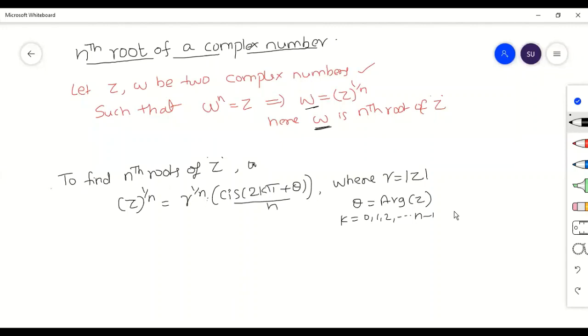To find such nth roots of a complex number, we have one formula, that is z power 1 by n is equal to r power 1 by n into cis of 2k pi plus theta whole divided by n, where r is nothing but the modulus of z. How do we find the modulus of z? You can find it by using the square root of x square plus y square. If z is a given complex number in the form x plus iy, then mod z is equal to under root x square plus y square.